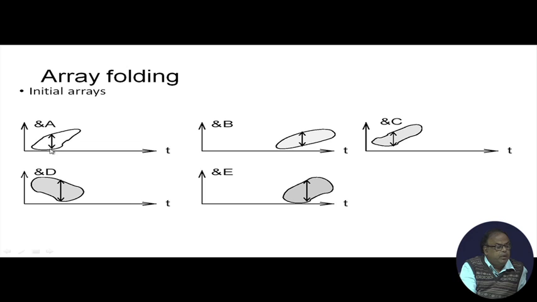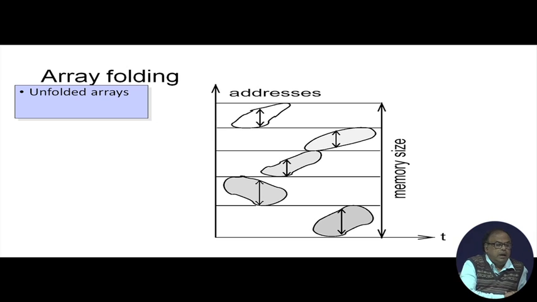And over time you can see the array access of A, array access of B, array access of C, the addresses are all not the same. This is the addresses accessed. Okay. Now, typically or conventionally what we do? We do the array in an unfolded manner. I put array A here, array B here, array C here, array D here, array E here, and so much memory I need for all these arrays.